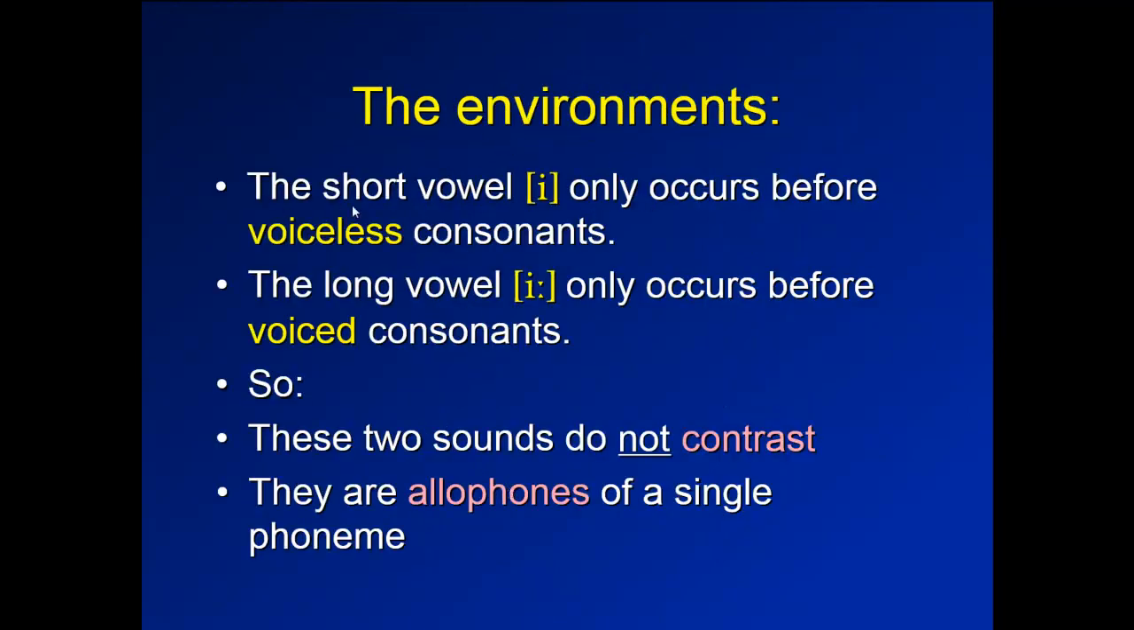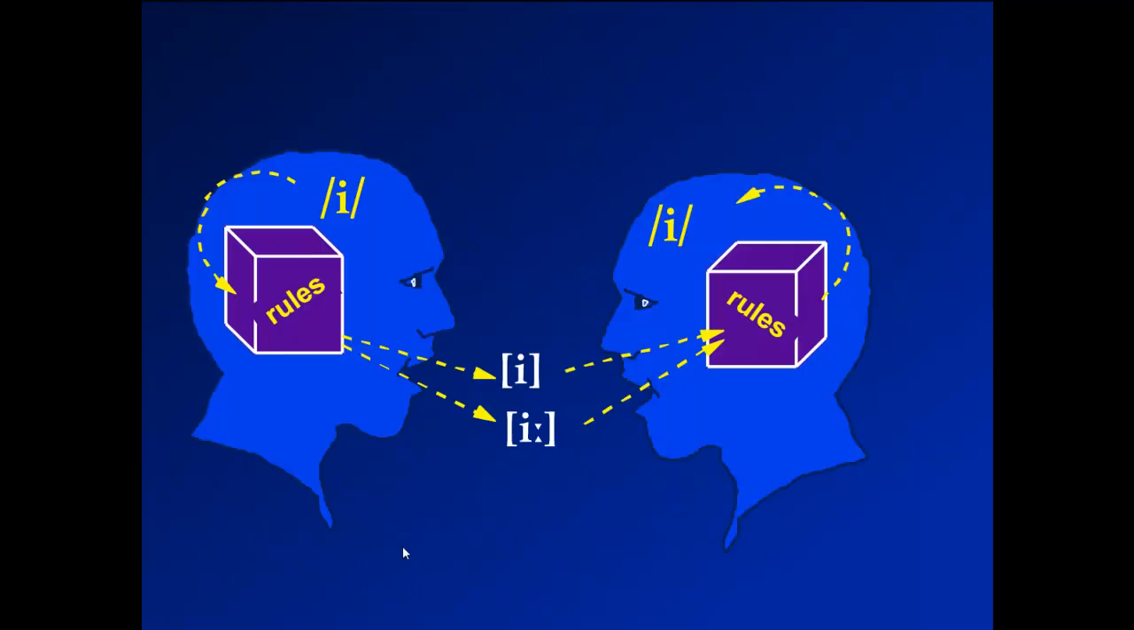Now, the environment, the short vowel E only occurs before voiceless consonants. The long vowel E only occurs before voiced consonants. So, these two sounds do not contrast. They are allophones of a single phoneme. This is what exists in the mind of the native speaker. We have got one phoneme, and this one phoneme, through the rules that are stored in the mind of the native speaker, can be pronounced as E or E. Okay.